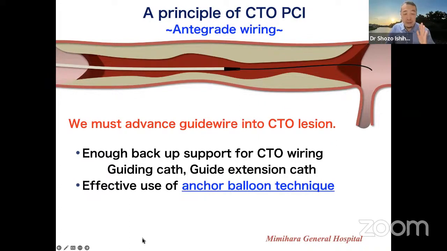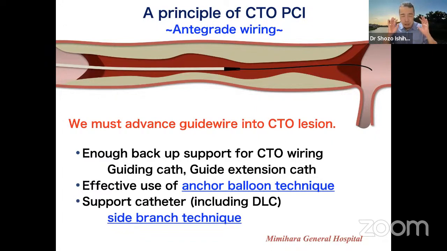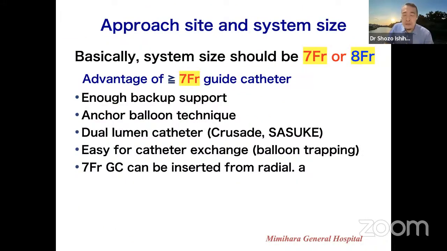And also effective use of the anchor balloon technique. This is also important. If the guiding catheter is limited and backup support is not enough, we should use an anchor balloon effectively. And also, as you know, using the side branch technique. Of course, we can check IVUS from the side branch, and also we can do the side branch technique using a dual lumen catheter.